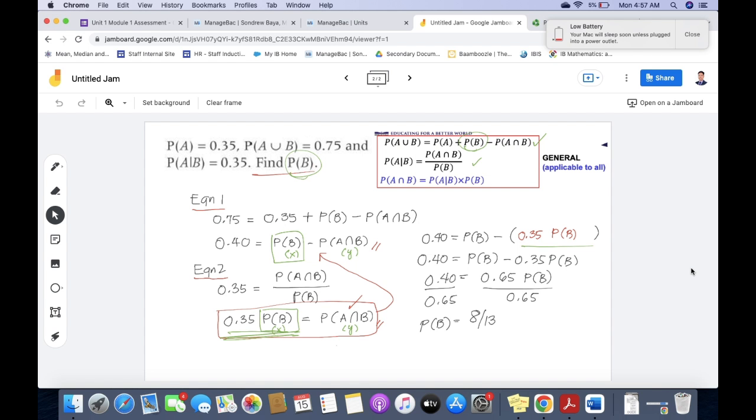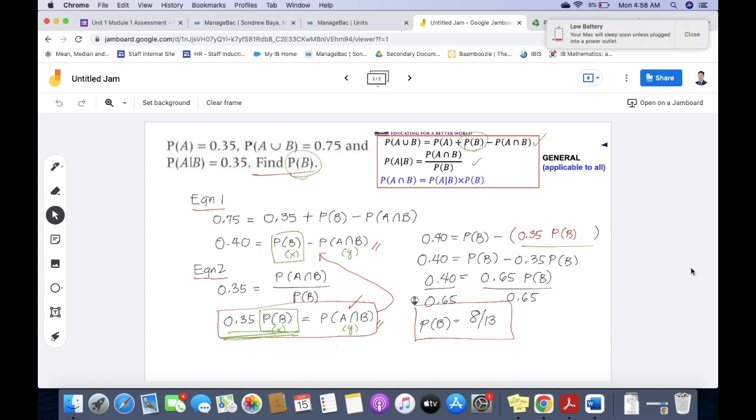If your answer is in decimal, try to convert it to a fraction as much as possible. If you are not told to round it off to a certain number of decimals, better write it as a fraction so that you can capture the entire value and you don't have to remove the others. Indeed, it is 8/13. This is how we were able to find the probability of B.